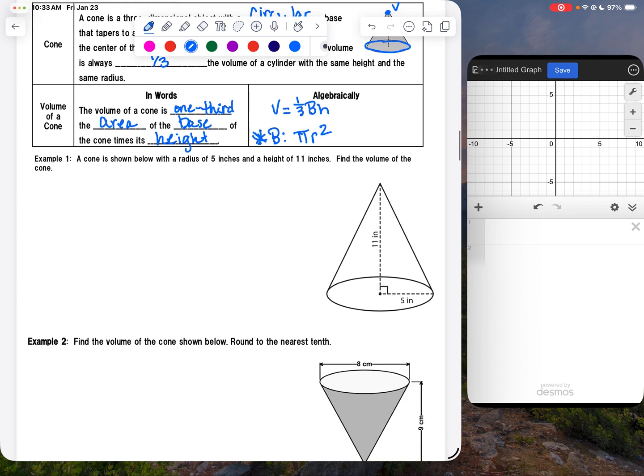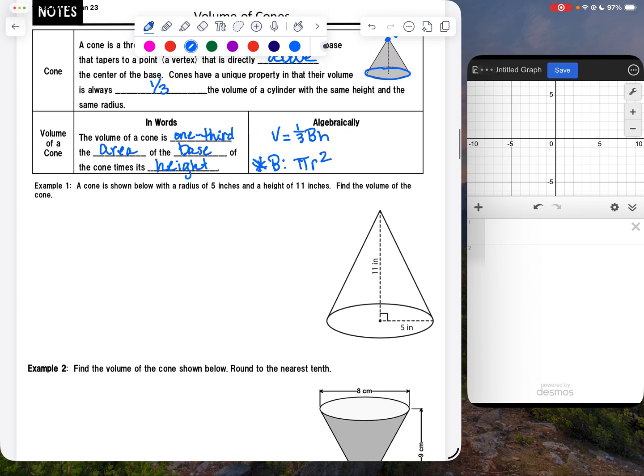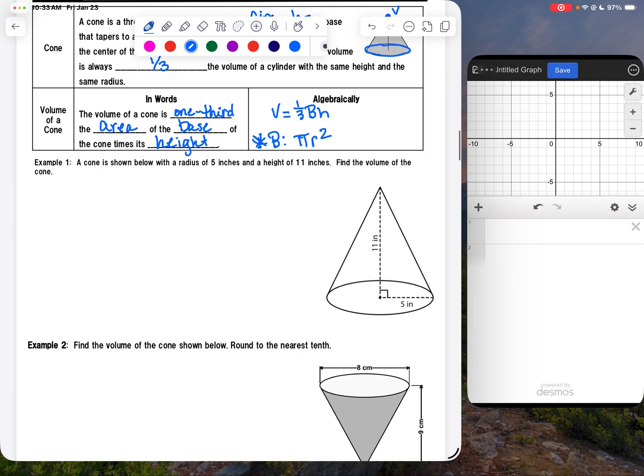Okay, so in example 1, it says we have a cone shown below with a radius of 5 inches and a height of 11 inches. Find the volume of the cone. So in this problem, they're asking us for volume. So we want to use our volume formula for a cone, which is capital V, volume, equal to 1/3 the area of the base, which is capital B, times the height, lowercase h. So let's replace the big B with the area of the base, which is pi r squared h.